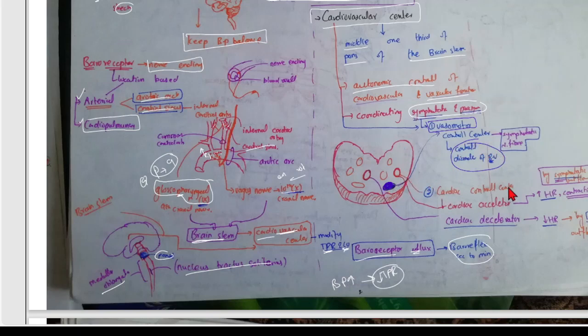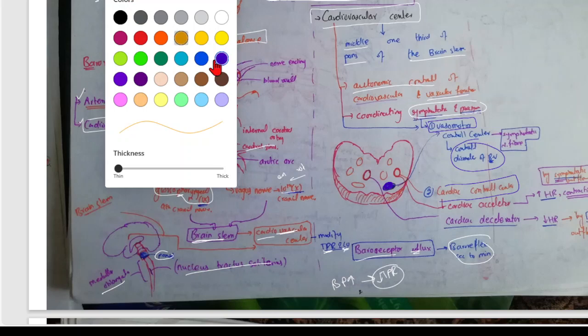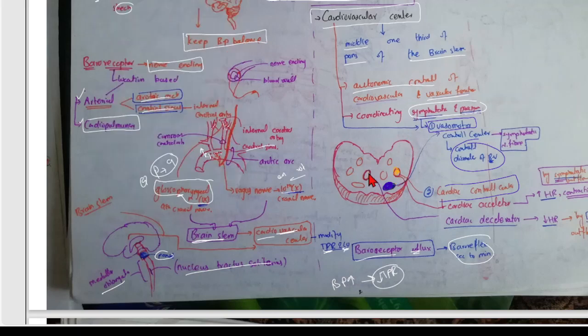Another is the cardiac control center, and it has two parts. One is the cardiac accelerator, another is the cardiac decelerator. The cardiac accelerator increases the heart rate and contractility through the sympathetic outflow tract. Cardiac contractility is increased only by the cardiac accelerator. But the cardiac decelerator only decreases the heart rate, not contractility, through the parasympathetic outflow tract.